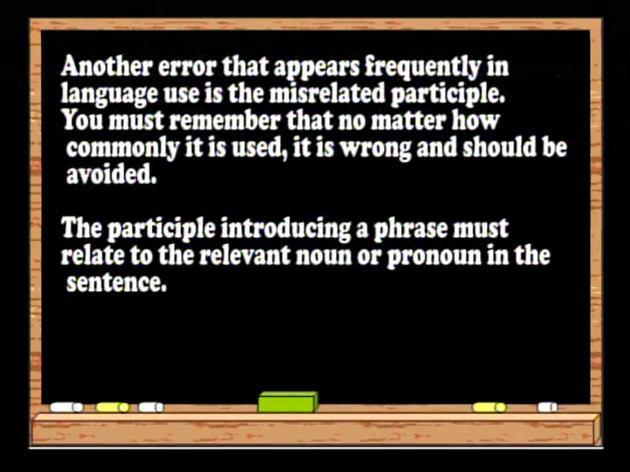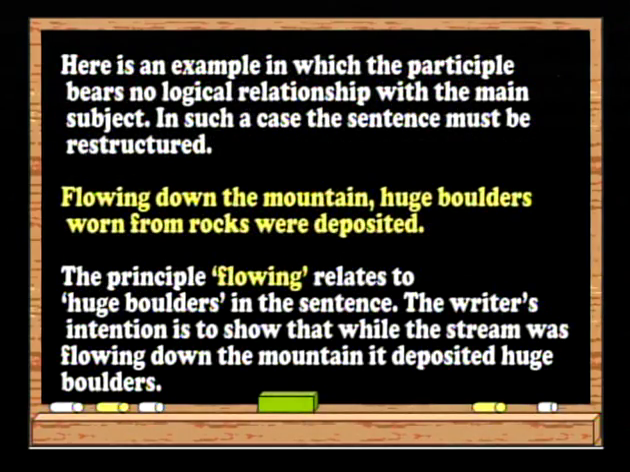Another error that appears frequently in language use is the misrelated participle. You must remember that no matter how commonly it is used, it is wrong and should be avoided. The participle introducing a phrase must relate to the relevant noun or pronoun in the sentence. Here is an example in which the participle bears no logical relationship with the main subject. In such a case, the sentence must be restructured.